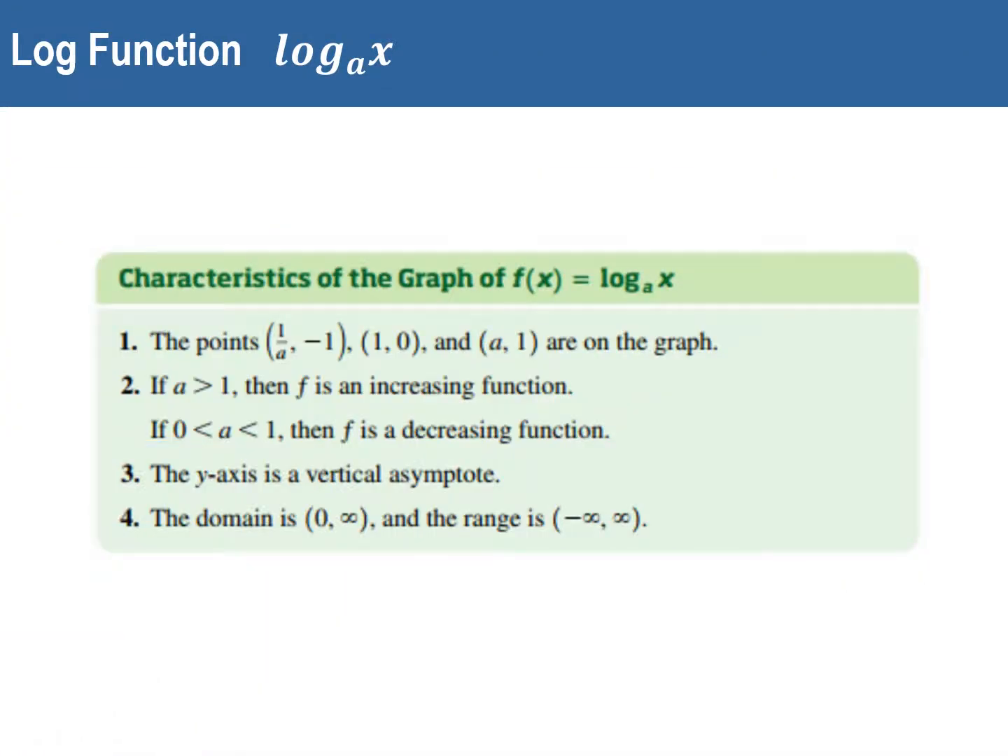Characteristics. As we have just covered, the points 1 over a, -1, 1, 0, and a, 1 are always going to be on your curve. If a is greater than 1, it's going to be increasing. If a is less than 1, it's going to be decreasing. The y-axis is always going to be a vertical asymptote. And the domain is always the same. It's from 0 to infinity, and the range is all real numbers.